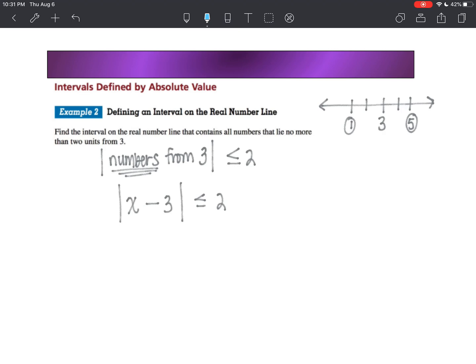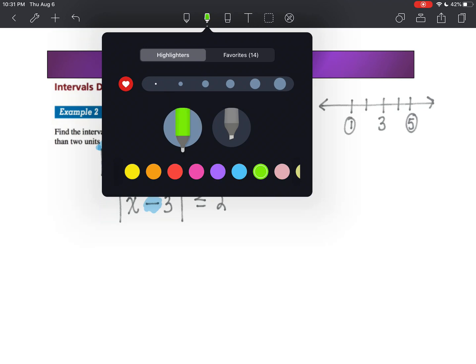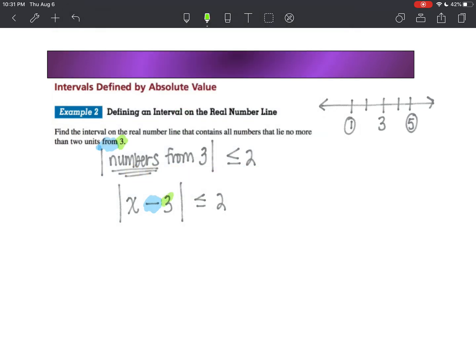So I like to think of it this way. From is your minus sign, and then whatever number follows that from, 3, comes right after your minus sign. And then the part that determines the inequality, no more than, so that would be less than or equal to 2. So no more than 2.